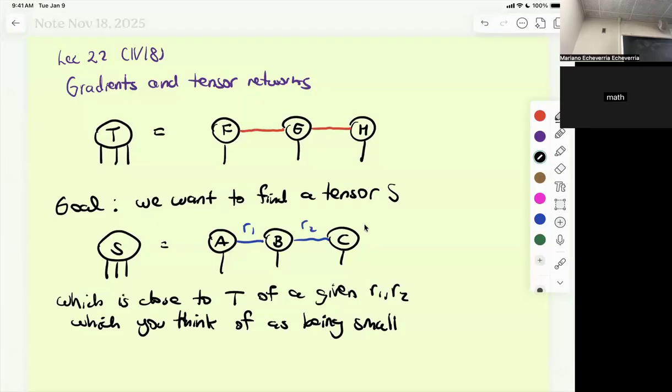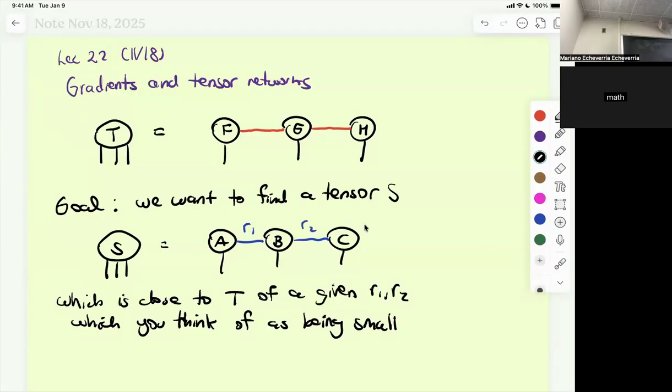Given R1, R2 small. So here, again, I can start with the tensor T. You do the tensor train decomposition, and the legs that I put in color are the ones being summed over. Those came from the SVD decomposition and from the ranks of the SVDs. So you have no control over those, because they are just whatever the ranks of the SVD decomposition were.